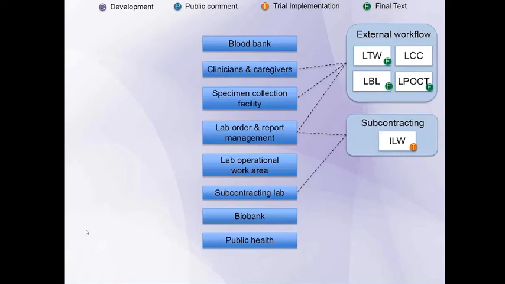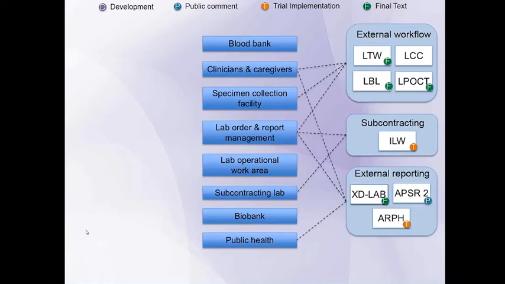Then you can, of course, subcontract between laboratories, so that would go from the lab order report management to the subcontracting lab and back, and that's the trial implementation profile. Next. And then we have external reporting to public health, to other caregivers, which XT Lab, APSR 2, and the Anatomic report for public health cover. Next.